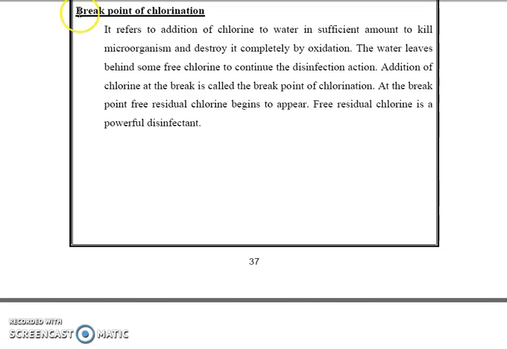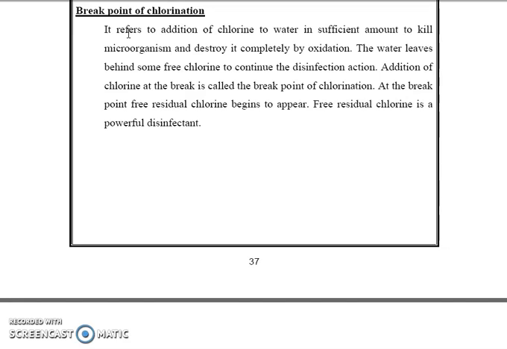Already we discussed the purification of water for domestic use. The different steps involved are: first step, screening, then aeration, sedimentation, coagulation, filtration, and disinfection. Disinfection has different methods: boiling, passing UV light, passing ozone, and chlorination. Chlorination can be done either by adding bleaching powder or by chloramine.